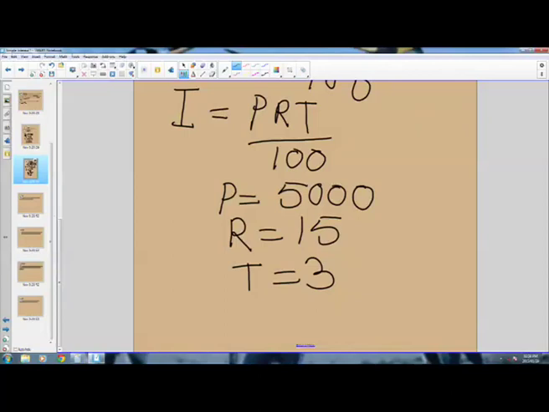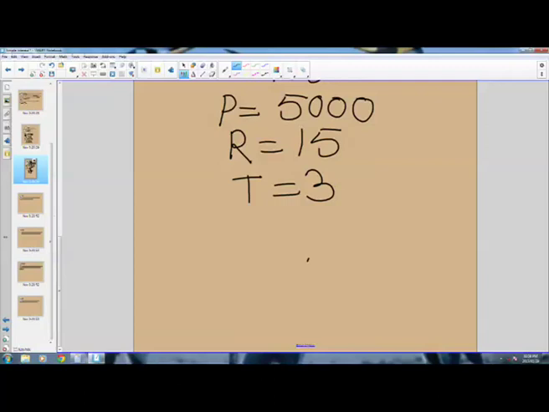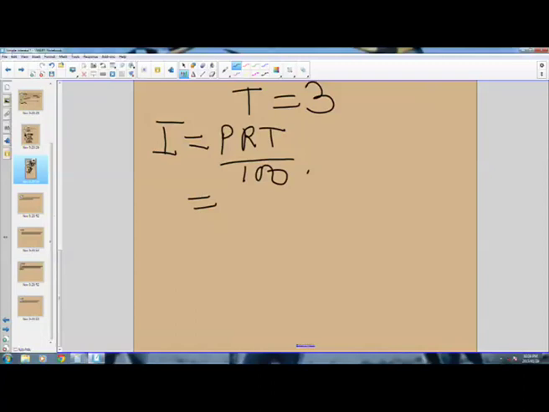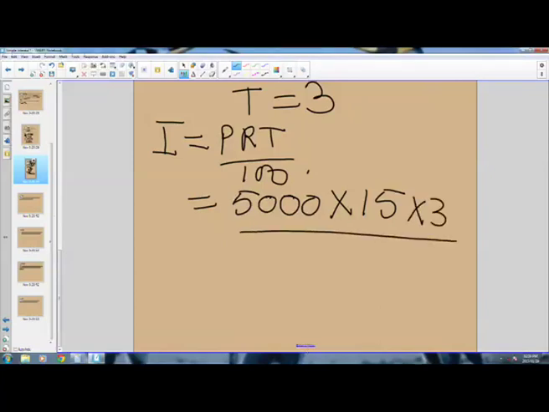Now let us substitute whatever we are having in the formula for the simple interest. I equals PRT divided by 100. So according to what we are having, it will be 5,000 times the rate, which is 15, times the time, which is 3, and then divide this by 100.